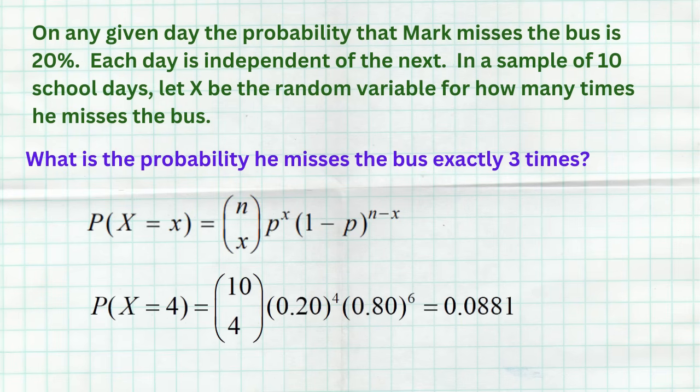Now, if you're really good at using your calculator, you could do binomial PDF to get this value for you. Or you might have to do it by hand. It's all depending on what you want to do, but that's explained in a later video. I just want to make sure you see how this formula works.